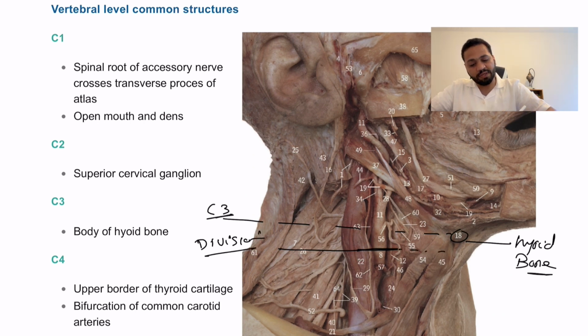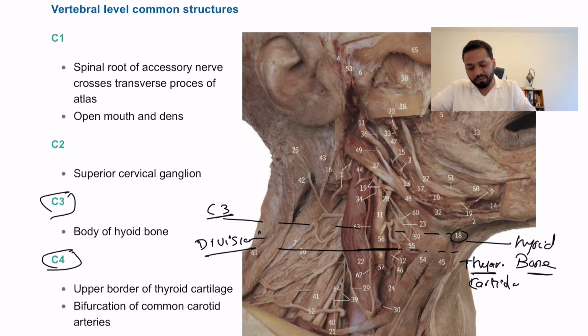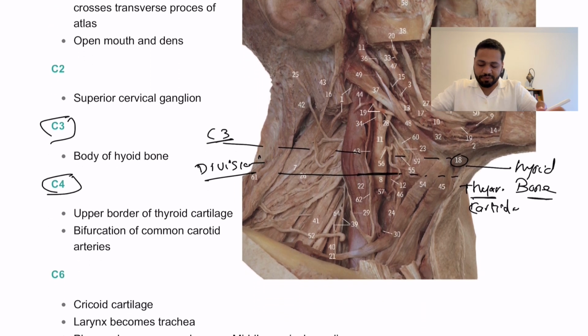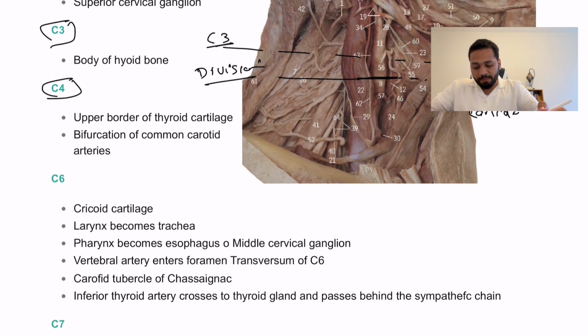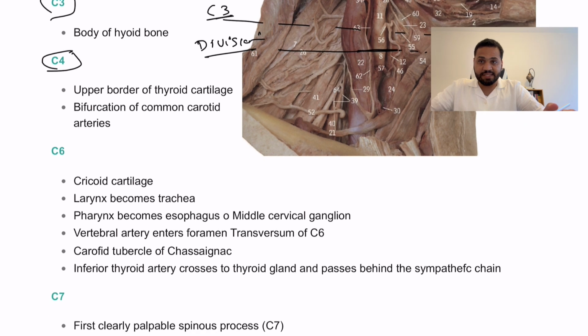And if you extend it to the other side, just below the hyoid bone, you will find the upper border of the thyroid cartilage, all right? So the upper border of the thyroid cartilage would be at the level of C4. So now we've covered C3 and C4 from our previous knowledge. Amazing. If we go a little bit down first before we go up, we're going to have C6 and C7.